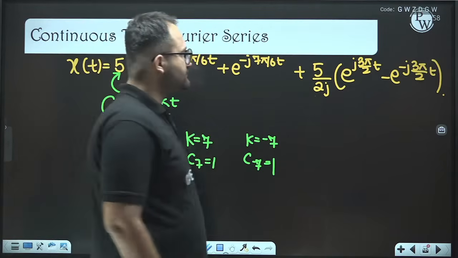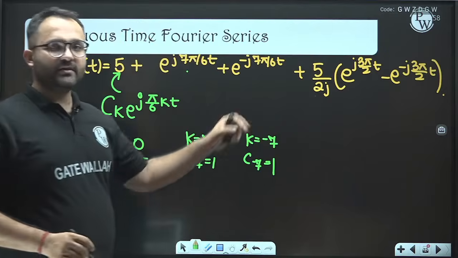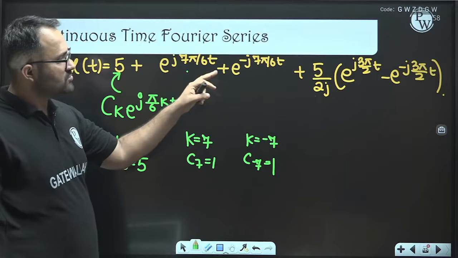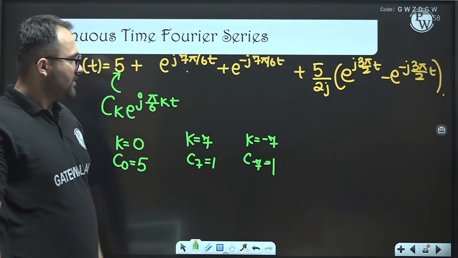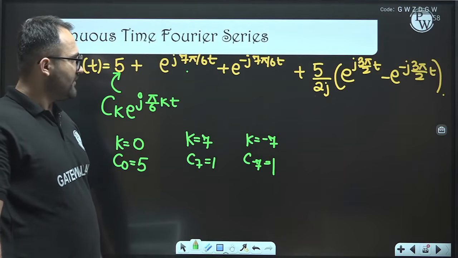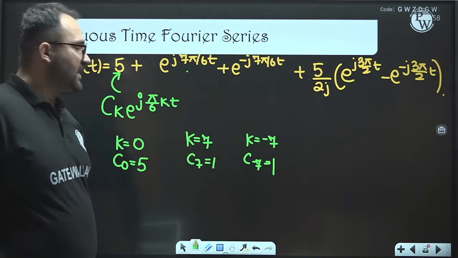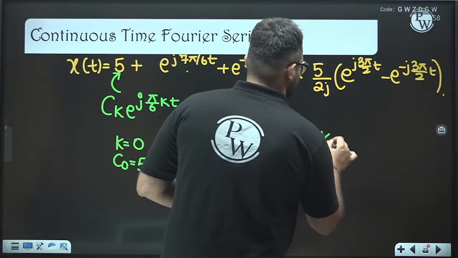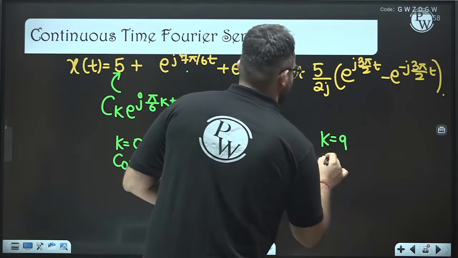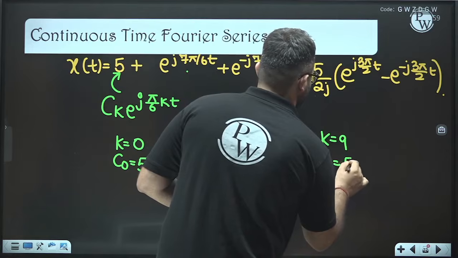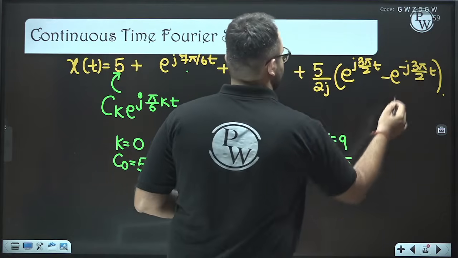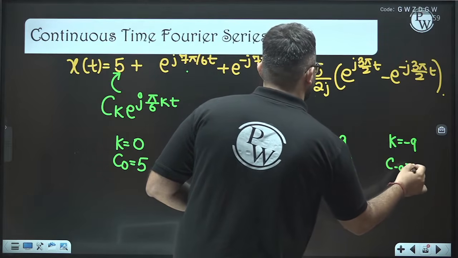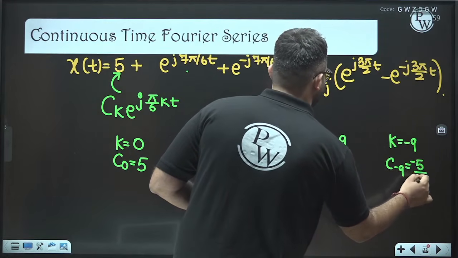We compare with this, we get k is equal to -7, c of -7 is equal to 1. If we compare this term with that, we'll get pi by 6 k is equal to 3 pi by 2. We can see that k will be equal to 9. The coefficient c9 is equal to 5 by 2. If we compare with this, we get k is equal to -9. c of -9 is equal to -5 by 2.